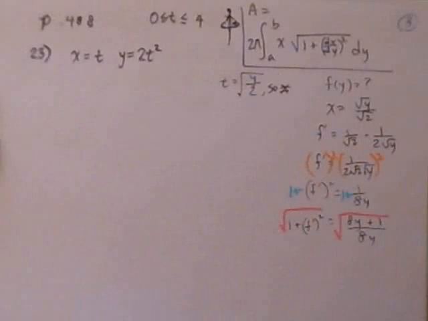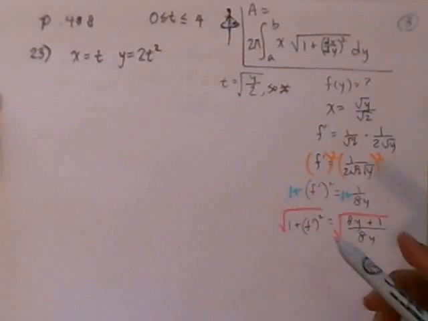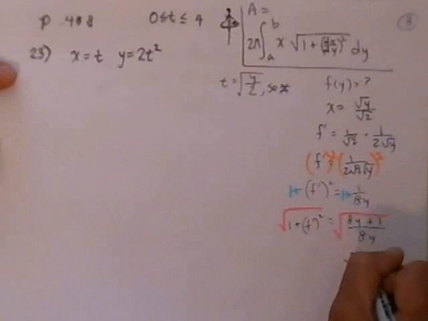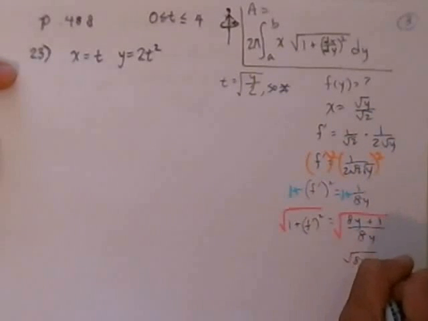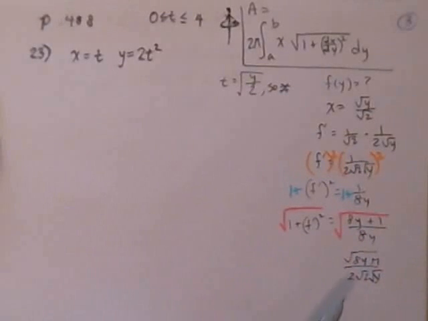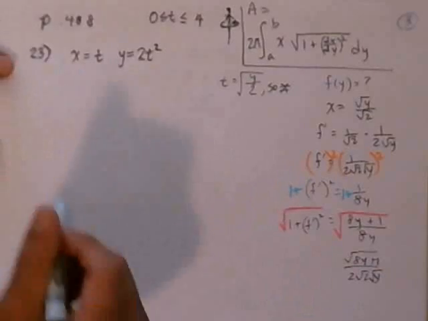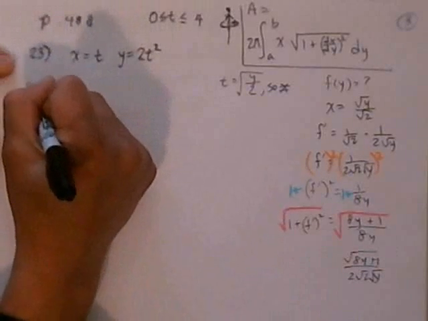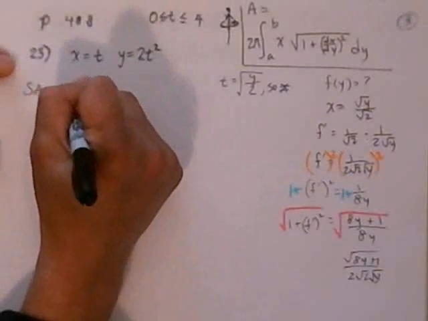And in the numerator, you're going to have square root of 8y plus 1 all over 2 root 2 and then square root of y. I'm going to keep it like this because it's going to cancel with some of them as we create the equation. So the surface area is equal to 2 pi.